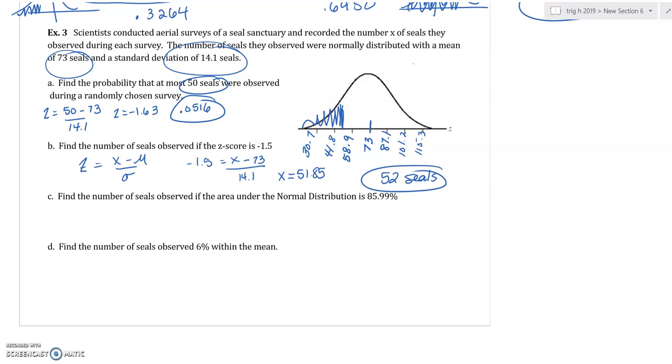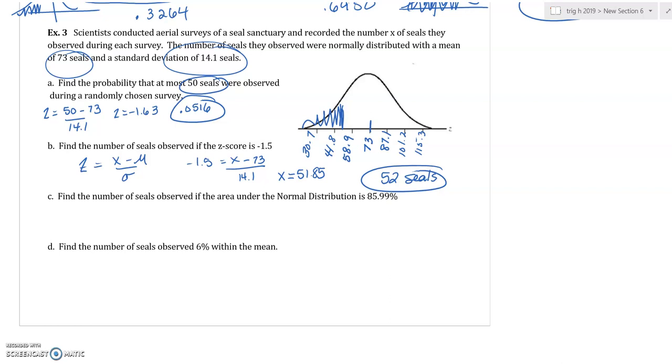So we let z be negative 1.5. We're trying to find x. Our average is 73 and our standard deviation is 14.1. So we end up with 51.85 seals. So let's round that because, again, whole seals only. So 52 seals.